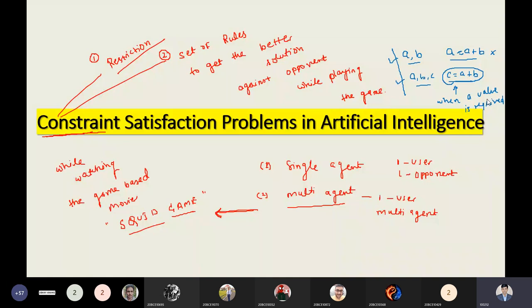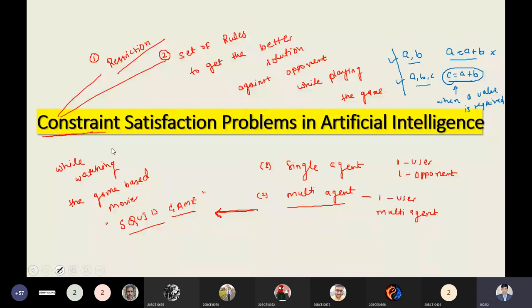That means we are getting the good solution. From this point, we have to understand our constraint satisfaction technique in detail. Before that, let me know from your side: is the basic idea of the constraint satisfaction problem clear to all? What is the constraint satisfaction problem? What is the constraint satisfaction technique?